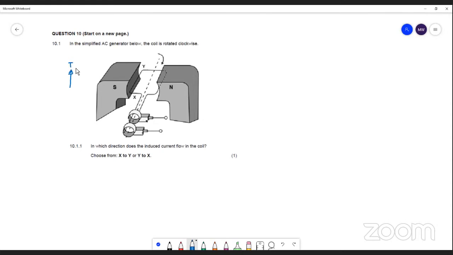Then my index finger is going to point in the direction of the magnetic field, which is from north to south. So it's going to point left. And that means that my middle finger is going to come out towards us. So our current is coming out. So if you then draw it in, it means that it goes from Y to X. And you guys had it right. Well done. See, this is easy.